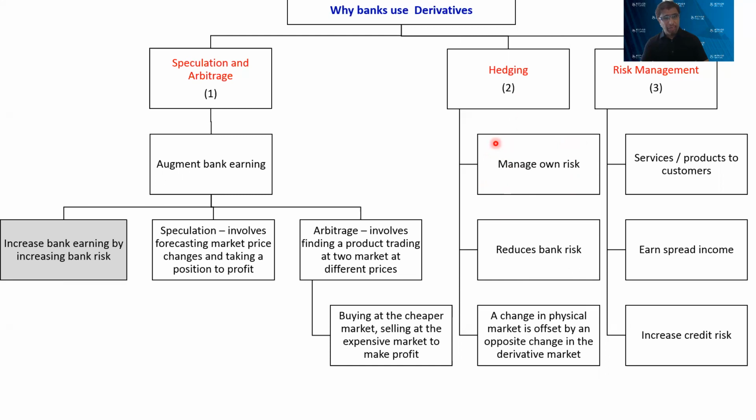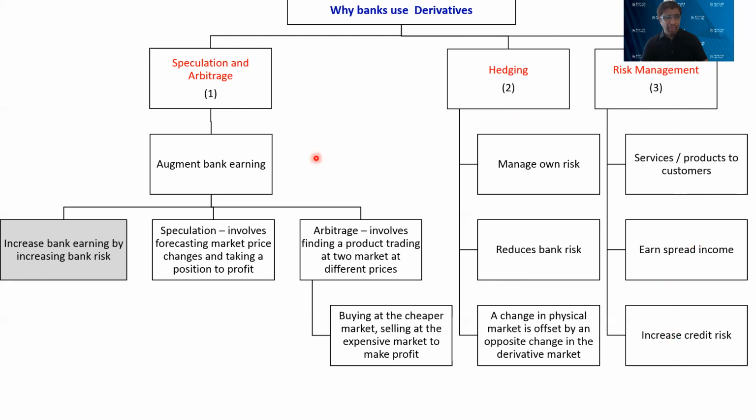Now, hedging is different because you want to manage risk, which means you are not interested in making a profit. But if you are going into a contract, for example, if you are buying commodities like oil and you want to sell them in the future, if something happens to the oil prices, then somebody has to compensate you for the difference. So it's a price risk. So it reduces bank risk. A change in the physical market is compensated or offset by an opposite change in the derivative market. Risk management is when the bank buys and sells both of them.